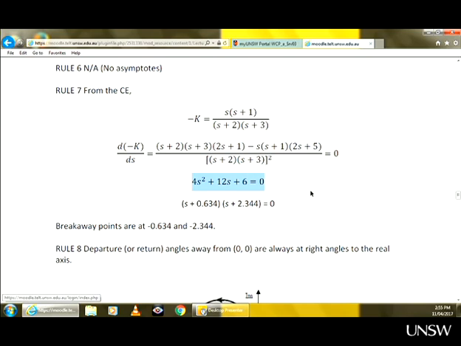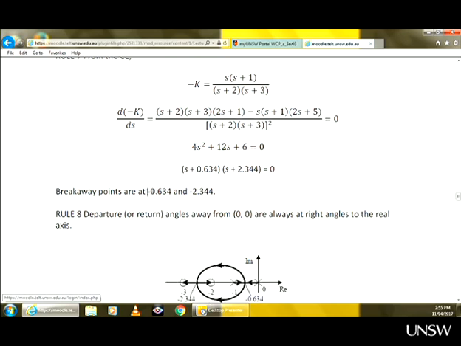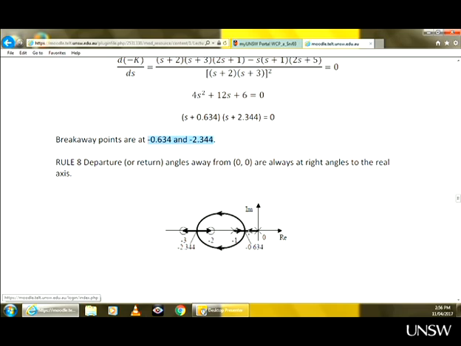4s squared plus 12s plus 6. The cubic term will cancel because you have s times 2s. That's 2s cubed. And here you have minus s times s times 2s. So you have minus 2s cubed. So the cubic term will drop out. You end up with the second order equation. Again, something easy to solve. So you find that the roots of this equation are minus 0.63 and minus 2.3. And then if you look here, you'll find that both are placed where the root locus exists.